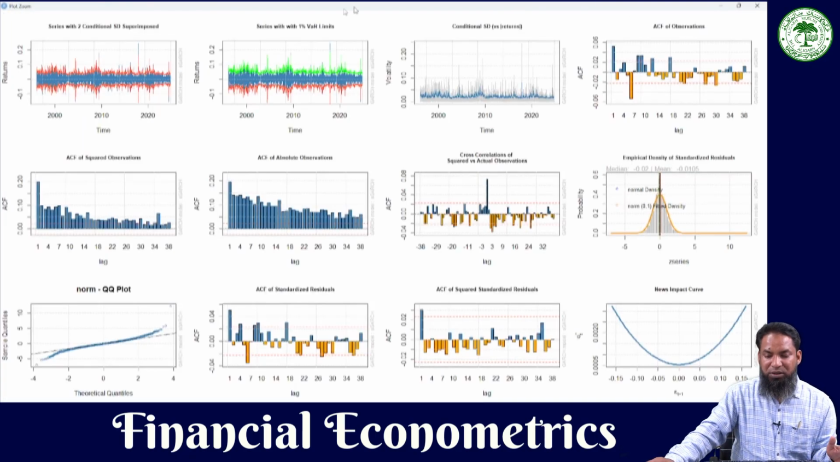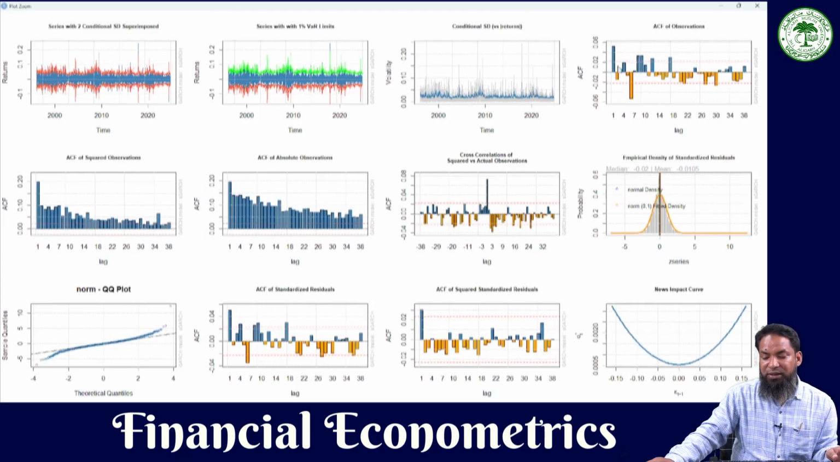here we have this particular graph. This is the series with the two conditional standard deviations superimposed. This is the conditional standard deviation versus the return. Here is one concern: this is the conditional standard deviation which we have estimated, not the variance. And the gray lines are the returns. From this we can clearly observe that the higher the fluctuations, the higher the volatility we have.